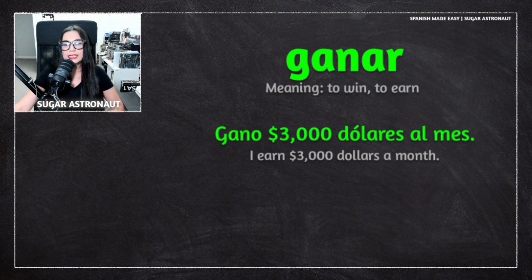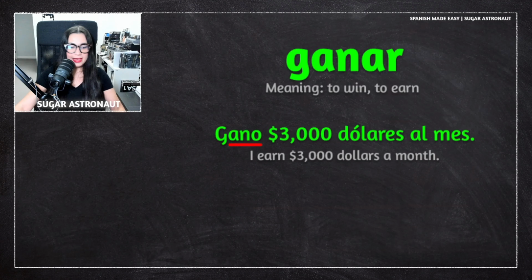Okay, so let's break this down and see how this sentence works. Remember, we don't use personal pronouns all the time, so essentially you're saying yo gano, but we don't need yo. You can say gano, okay? Yo gano, tú ganas, él gana, nosotros ganamos, ustedes ganan.